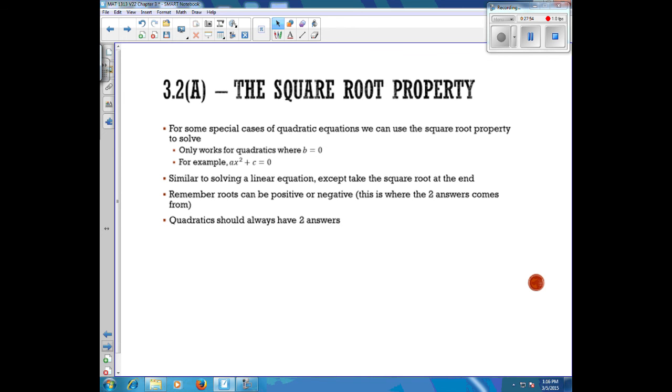So, for some special cases of quadratic equations, we can use what's called the square root property. This only works for quadratics where b is equal to 0. Okay? It doesn't have that middle term. So, for example, it should look something like ax squared plus c equals 0. And it's very similar to solving a linear equation, so we're just going to take the square root at the end. Remember that the roots can be positive or negative. We talked about that in the last section. And this is where those two answers come into play.